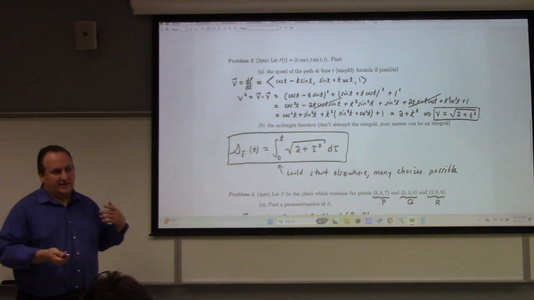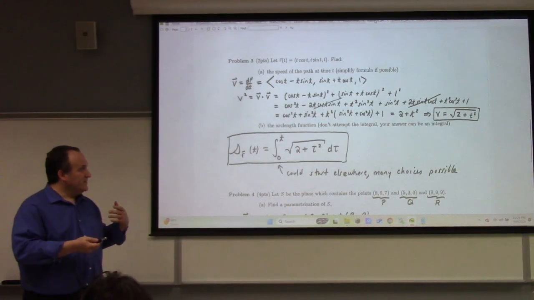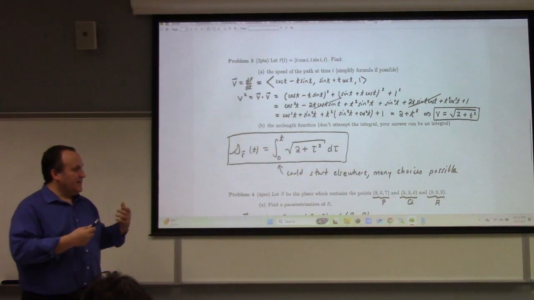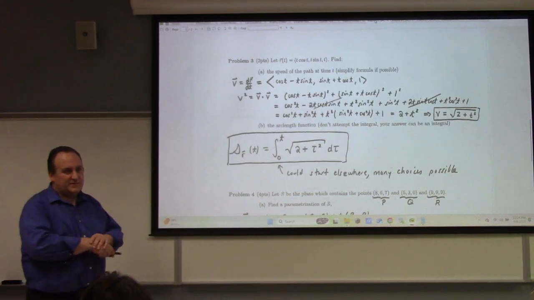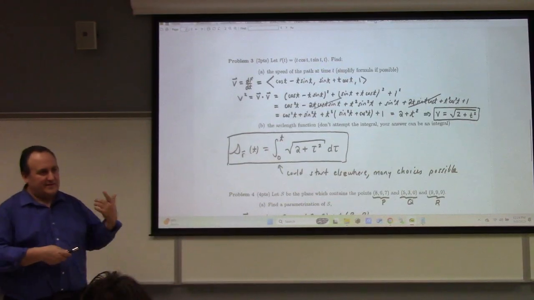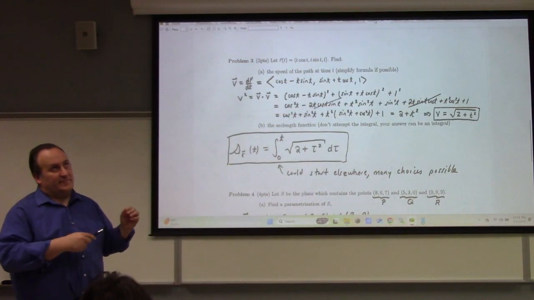However, if the instructions say to calculate the torsion from the Frenet frame, let's say that if I use that language, then I mean that you should calculate the torsion from the Frenet frame, which means to calculate dB/dt, take the dot product with N, and divide by minus the speed, the magnitude of the velocity. That's the torsion.